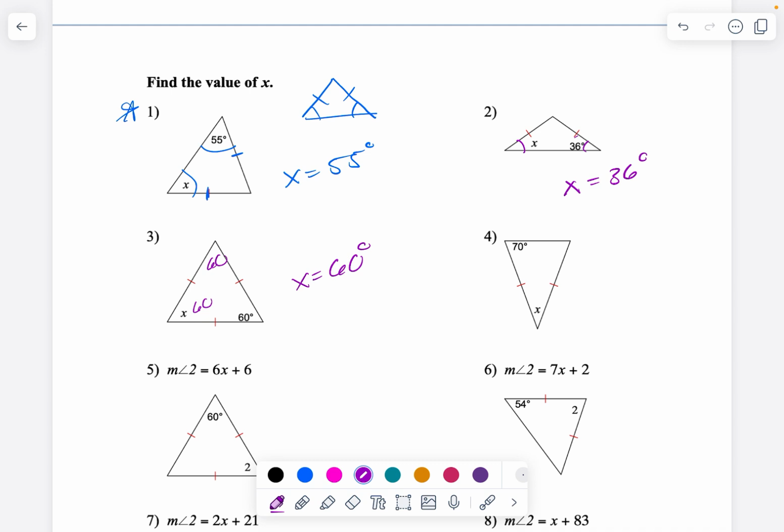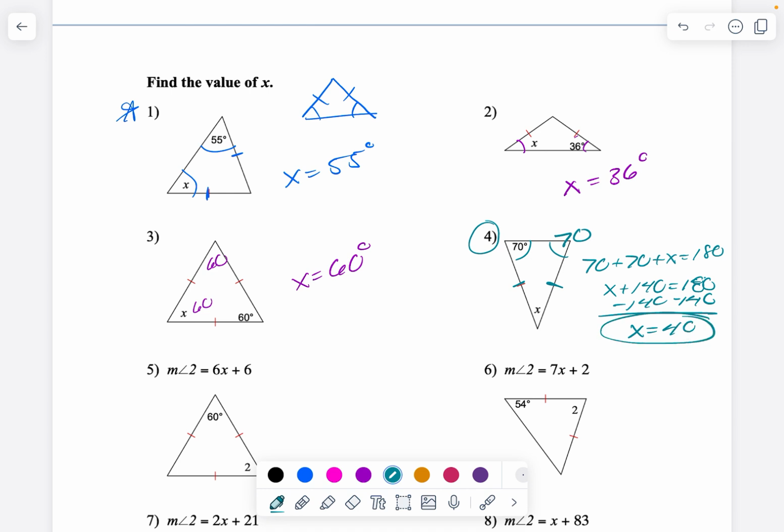Now, before you get all excited like, woo, this is going to be the easiest lesson in the world, number 4 is different. See how number 4 is different? If these two sides are congruent, that means these two angles are congruent. So this is also 70. So x is not one of the base angles in this case. Then we need to use the fact that the sum of the angles of a triangle equals 180. So we're going to do 70 plus 70 plus x equals 180, or x plus 140 equals 180. Subtract 140 from both sides, and we get x equals 40.